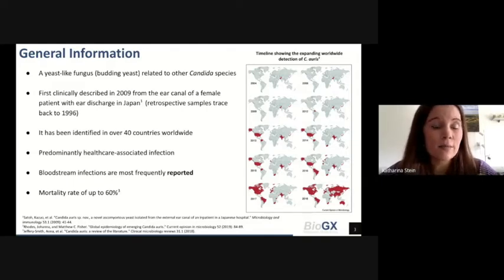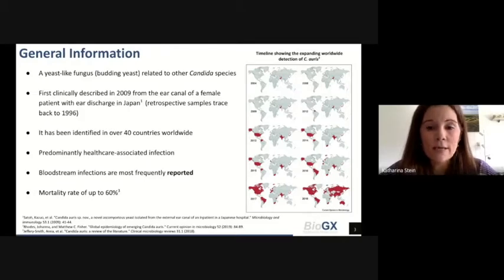Since its identification, it has spread globally to over 40 different countries worldwide. And it's found on all continents except Antarctica. Unfortunately, routine screening or testing for this pathogen is still lacking in many parts of the world. And the data that we currently have almost likely underestimates its actual spread and occurrence in the world.